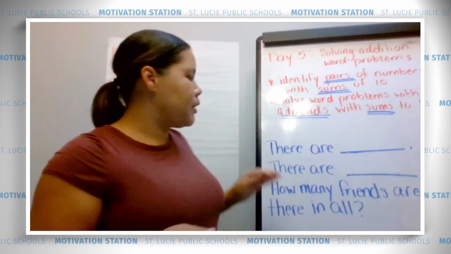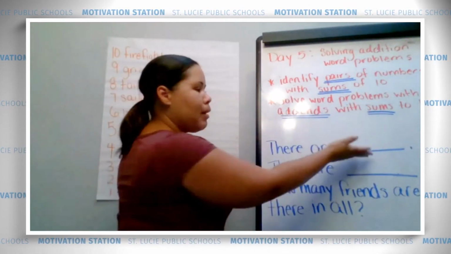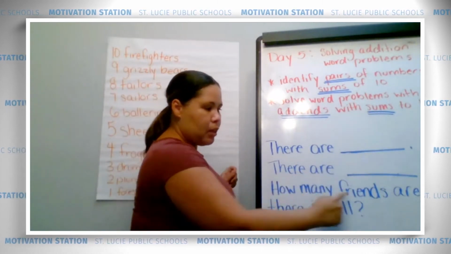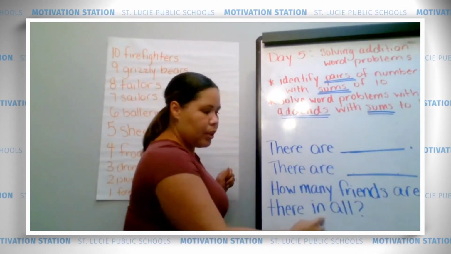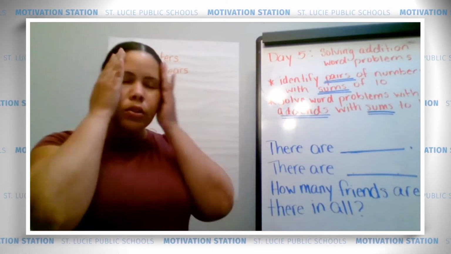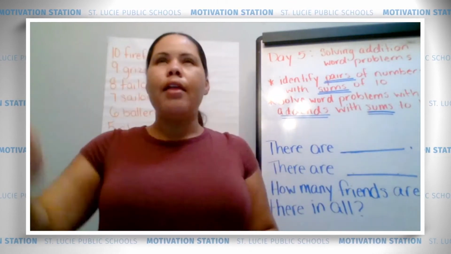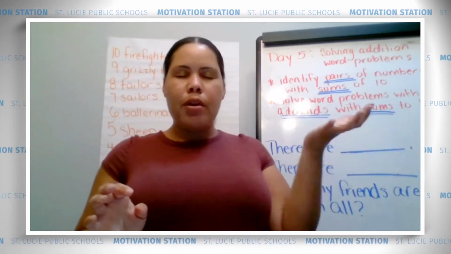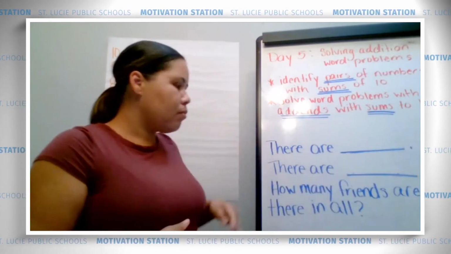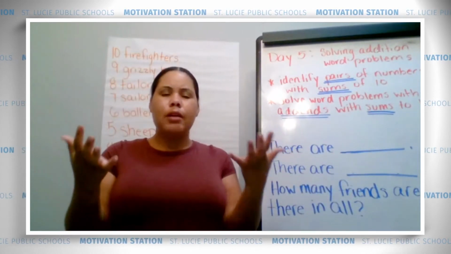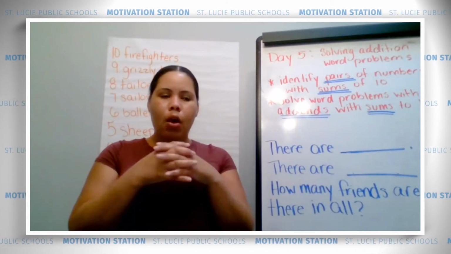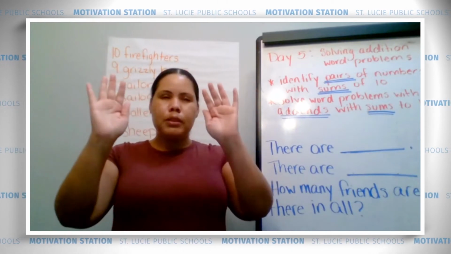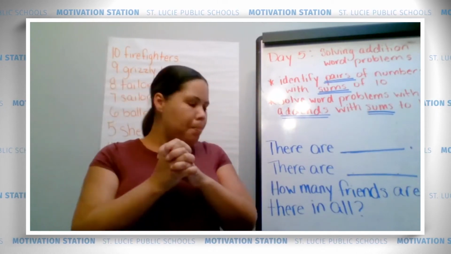So we have a problem stem here. There are blank. There are blank. How many friends are there in all? So I'm using those visualizing skills, and there is a number. I don't know how many. There is another group or another number. Still don't know how many. But I'm going to take those and figure out how many are in all. So I have that picture in my head of 2 groups, and somehow we're going to combine them.